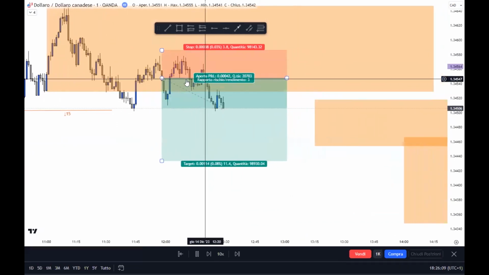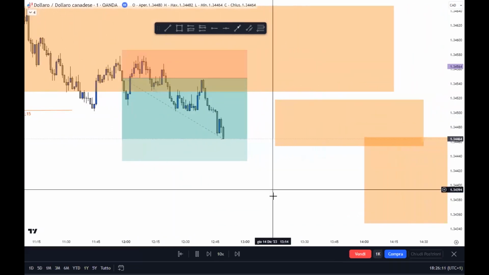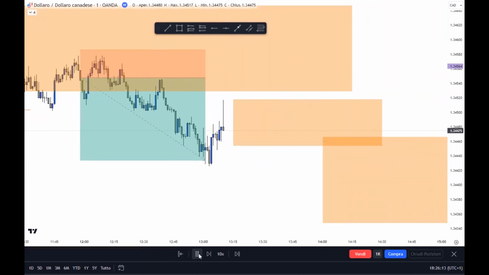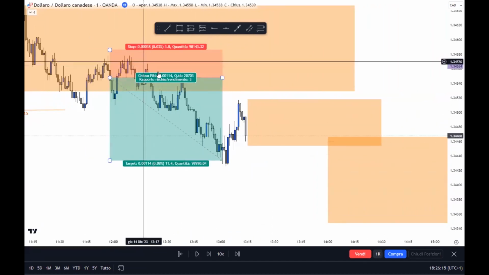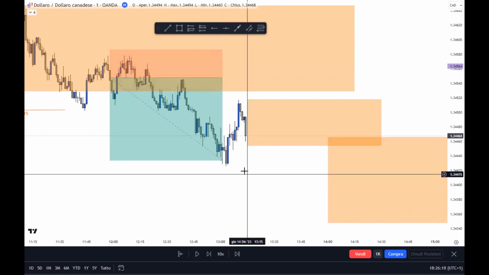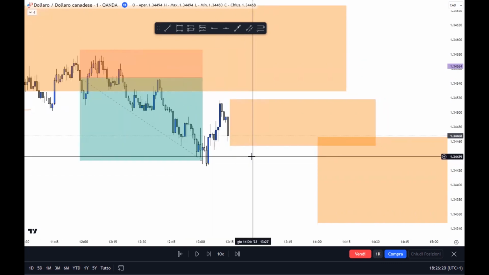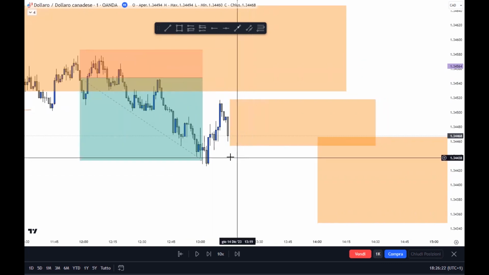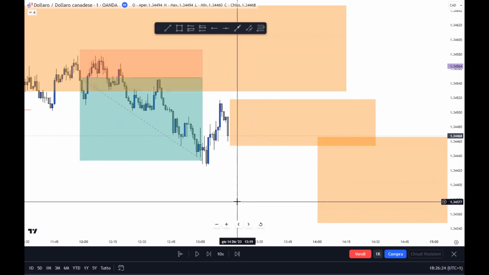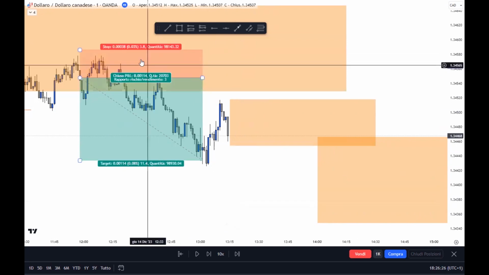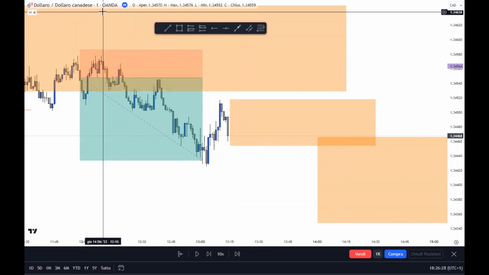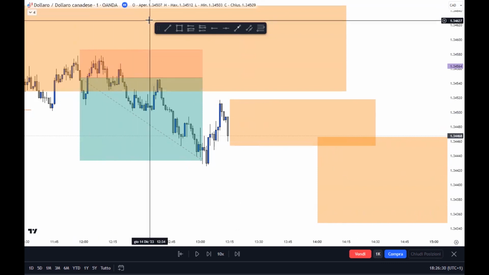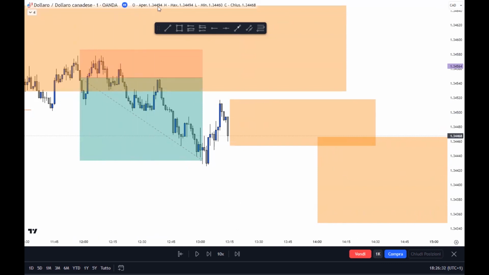It went into our stop loss zone, but did not touch it, of course, and then moved down to the downside. And this was another beautiful trade. So now I've shown two winning trades. So now we have two losses.